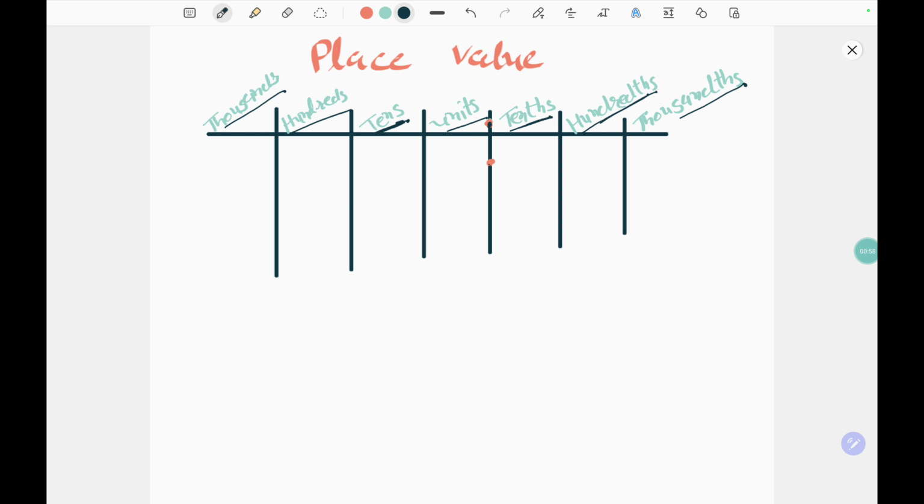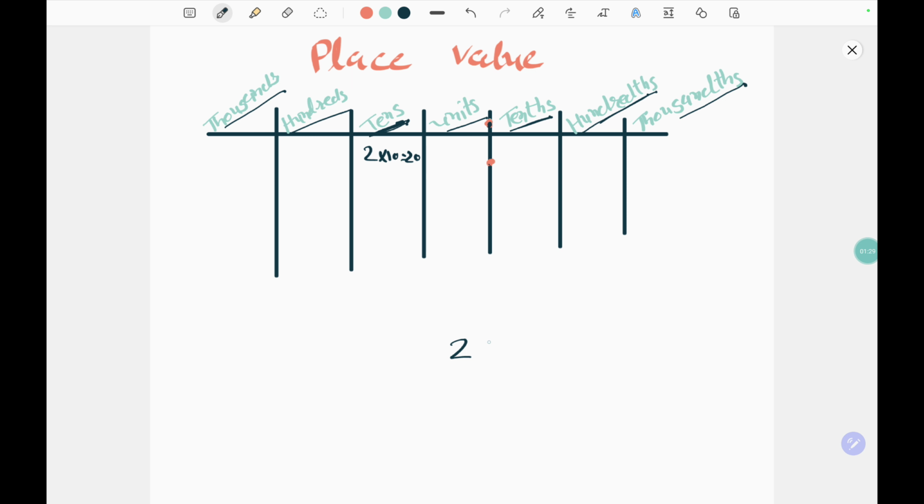Okay, see this example. If I write any ordinary number, like let's say 2, this 2 has only the value 2. But if I say the 2 is at the tens place, then this is not a 2 but 2 times 10, which is 20. So because 2 is at the tens place, that's why its value is 20.